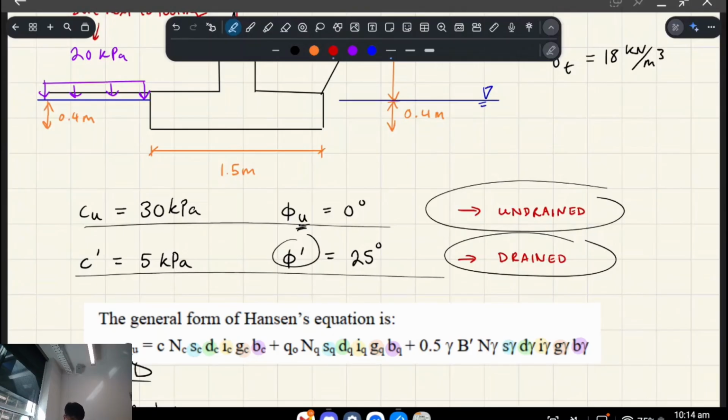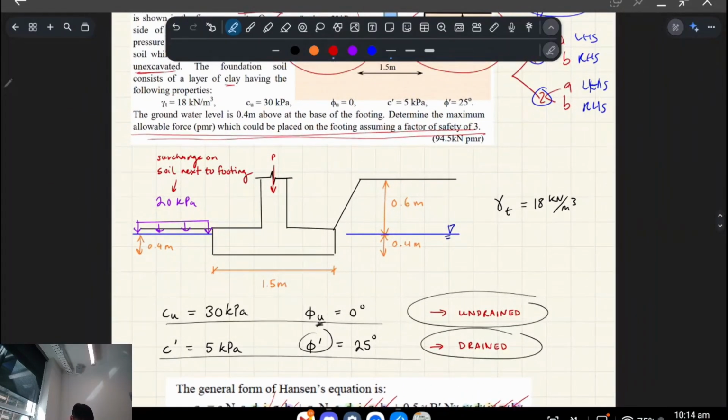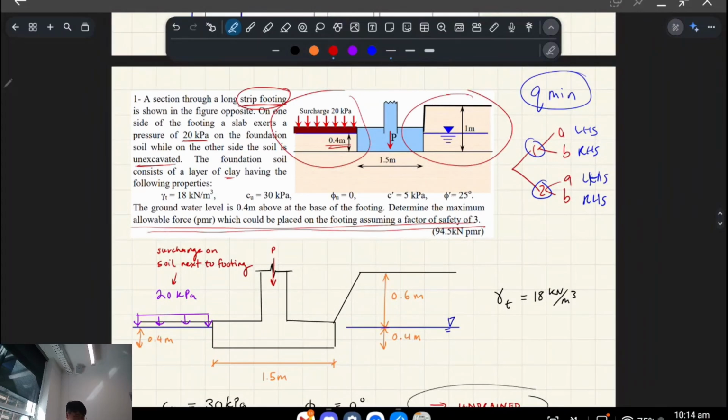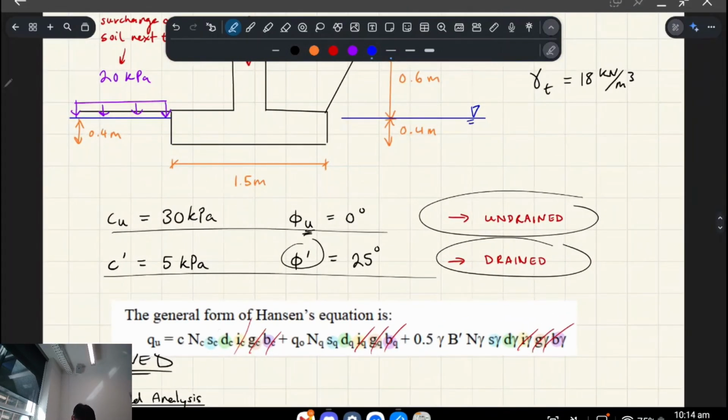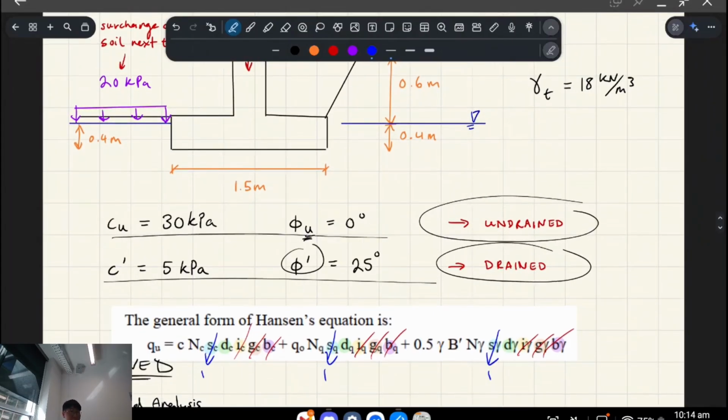Okay, so what you can cancel out is there's no I, G, or B, right? So that's cancelled out from everything to begin with. Next, you have to remember that it's a strip footing, so because it's a strip footing, all these factors become 1. And you just have to trust me that that's the case. It makes more sense when I show you the formulas for them when we're dealing with a rectangular pad or something.